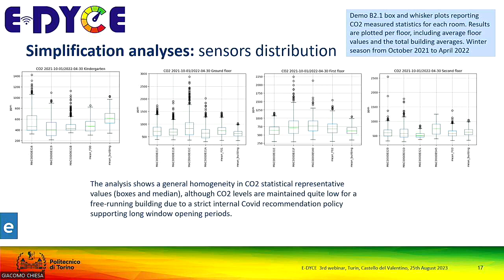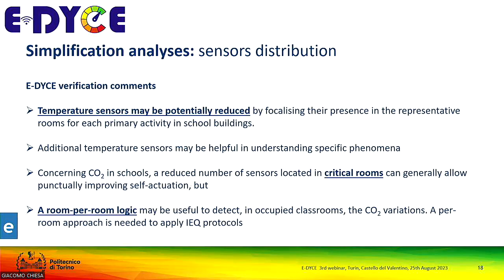It's also evident the mechanical ventilation may have slight differences. So to summarize, potentially temperature sensors may be reduced if you do not have specific control logic room by room, but you need at least one in the general rooms, the most used, and potentially one in the critical room if you use it in the season, okay?